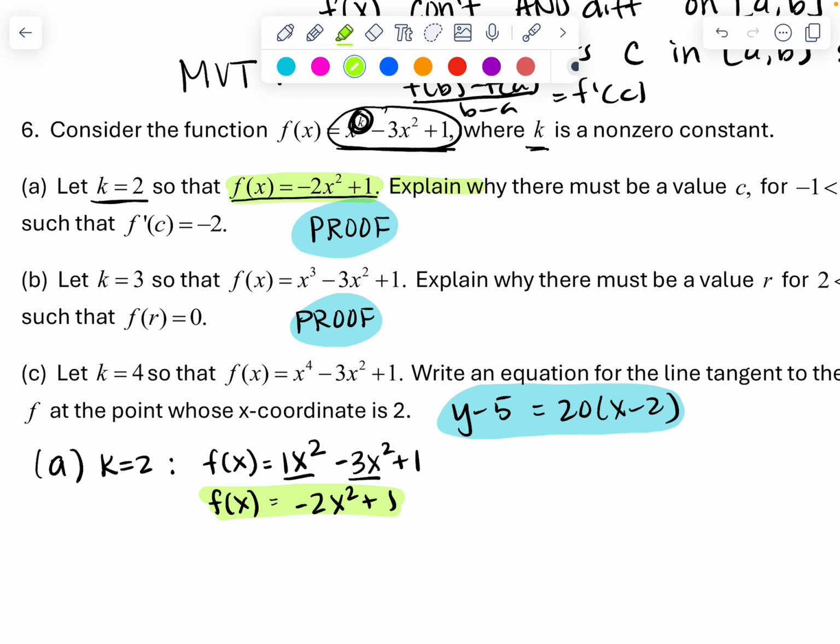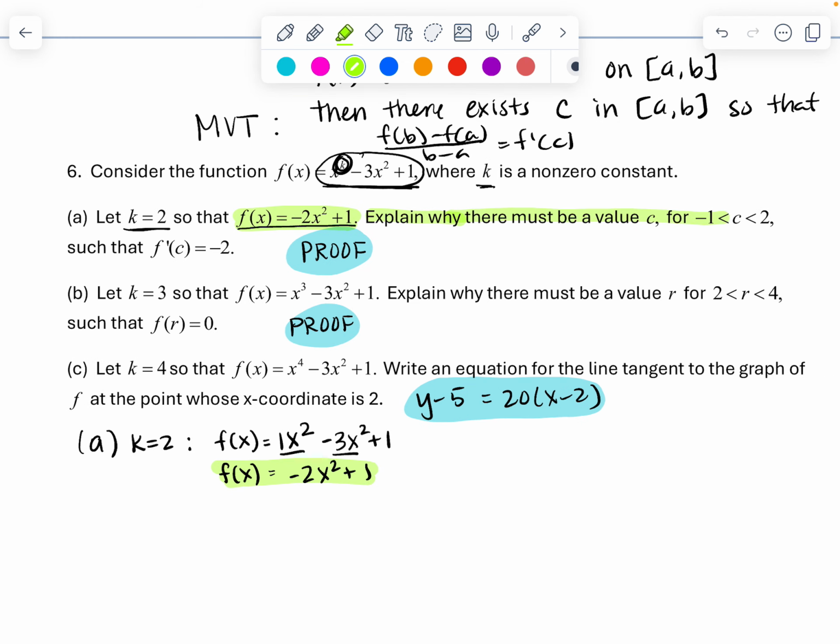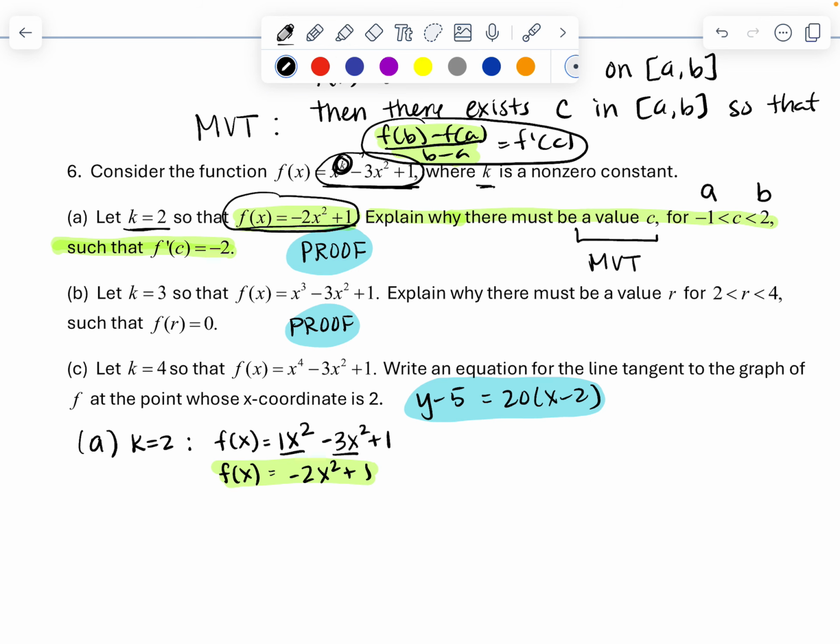Now it says explain why there must be a value c between negative 1 and 2 such that f prime of c equals negative 2. If it ever says explain why there must be a value c, that is a keyword that this is going to be mean value theorem. So I need to check that this formula actually holds. This is my A, this is my B, and my f of x is this right here. Let's plug it in.